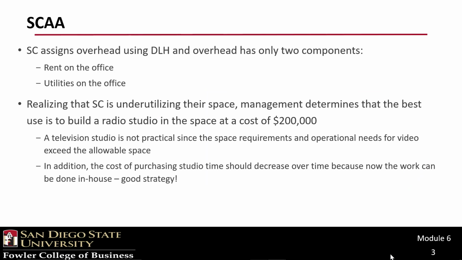So SC assigns overhead using direct labor hours, and overhead has only 2 components. We're just oversimplifying it: rent on the office and utilities on the office. Realizing that SC is underutilizing their space, management determines that the best use is to build a radio studio in the space at a cost of $200,000. A television studio isn't practical since the space requirements and operational needs for video exceed the allowable space. In addition, the cost of purchasing studio time should decrease over time now because the work can be done in-house. And this sounds like a good strategy.